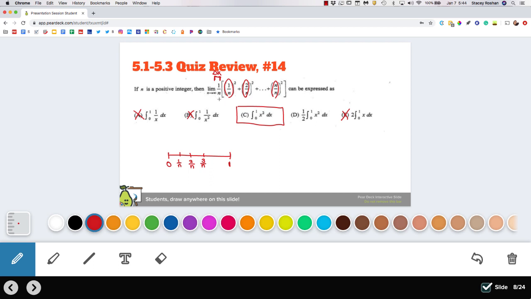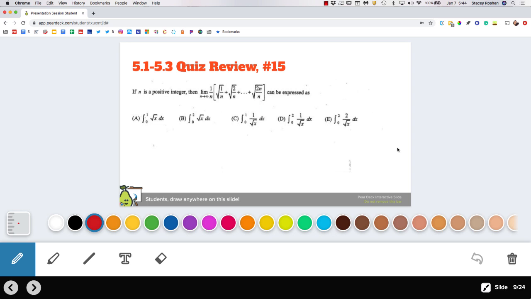And the more rectangles we have, the better the approximation is going to be. Go ahead and pause right now and try this one on your own. Okay, now that you've had a little bit of pause, hopefully this is what you were thinking. So this 1 over n, again, is going to be my delta x.